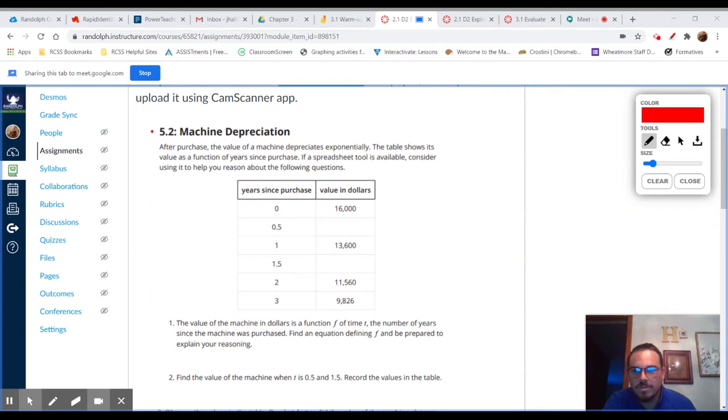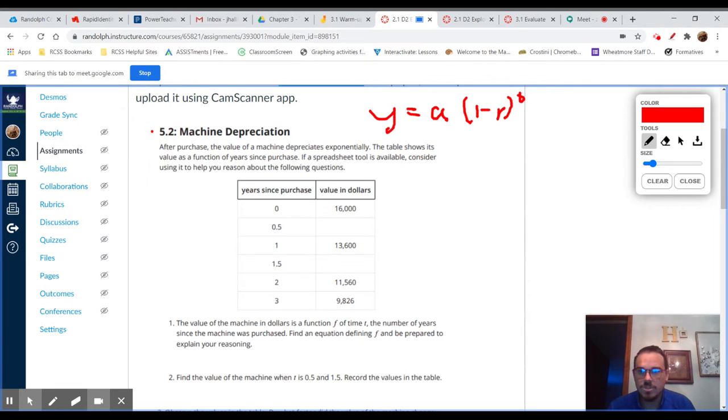Let's talk about this 5.2 machine depreciation. After purchase, the value of a machine depreciates exponentially. Remember, when we talk about exponential depreciation, the function is y equals a times (1 minus r) to the t. We have to subtract the rate to make it go down. So that's our exponential decay or depreciation function.